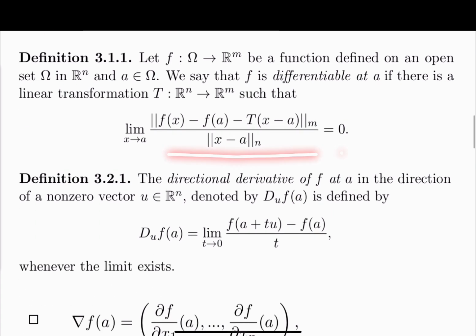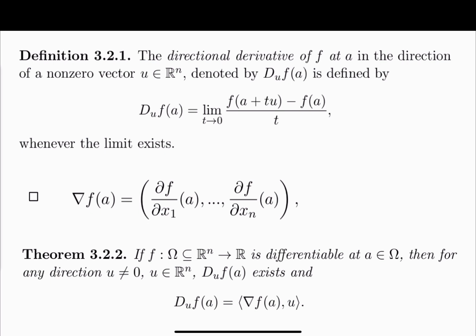Now the directional derivative of f at the point a in the direction of a non-zero vector u is denoted by D_u f(a), which is defined by the limit as t tends to 0 of (f(a + tu) − f(a))/t, whenever the limit exists. So this is called the directional derivative of f in the direction u at the point a. And this is the gradient of f at a.